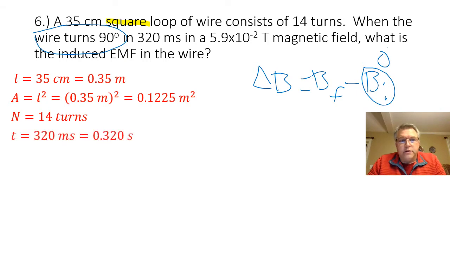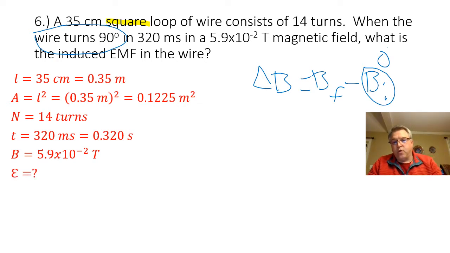The number of turns in the loop is 14. And the time it takes to turn 90 degrees is 320 milliseconds. Again, we need to convert that to seconds, so that's 0.320 seconds. And the strength of the magnetic field is 5.9 times 10 to the minus second Tesla. And they want to know what is the induced EMF in the wire.